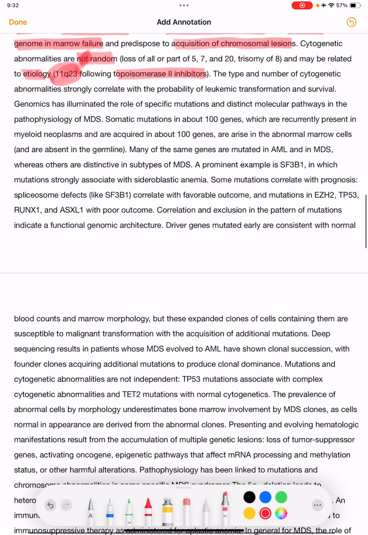The type and number of cytogenetic abnormalities strongly correlate with the probability of leukemic transformation and survival. So it depends on what type and what number of cytogenetic abnormalities there are. These strongly correlate with the probability of leukemic transformation and survival.